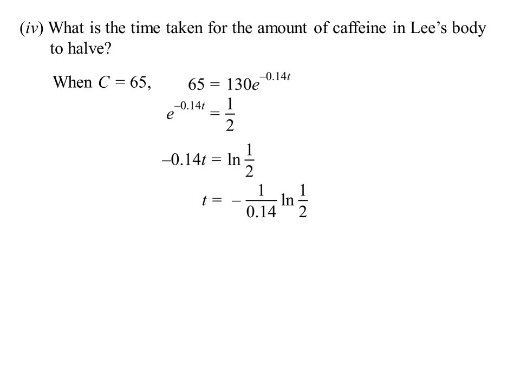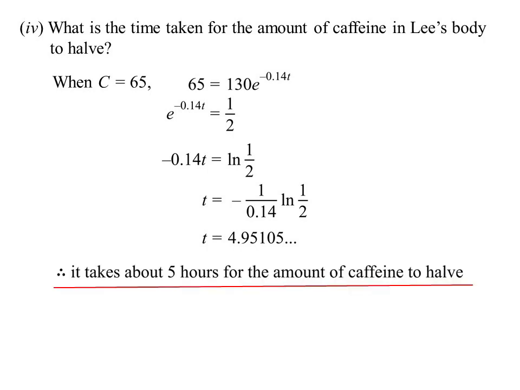I don't know if you recognise this from science, but that basically is the half-life formula, where it's always minus 1 on some constant number, depending on the material you're dealing with, times the log of a half. And that'll get you the half-life of different things. And a bit of calculator work. There we go, 4.95105. I've rounded that to the nearest hour. So it takes about 5 hours for the caffeine to halve.